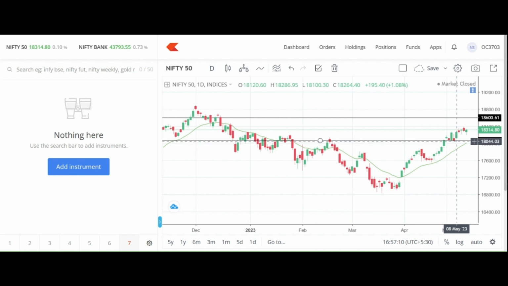So what can be the level for the next week for the Nifty 50? Yes, for the Nifty 50 it can be 18,070 to 18,600. Yes, I'll take this resistance. 18,070 to 18,600 can be the level for the next week for the Nifty 50.